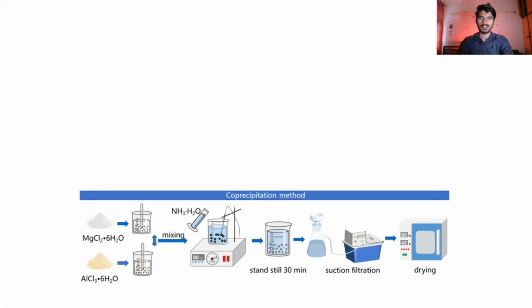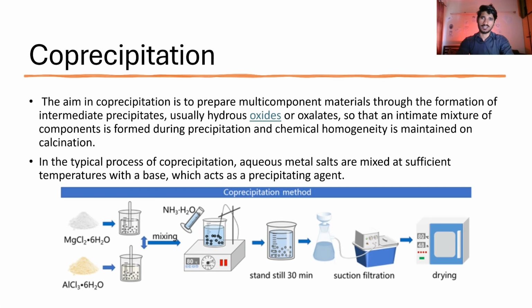Okay, so moving on, the aim in co-precipitation is to prepare multi-component material. For example, in the case here that you can see on the screen, we have magnesium chloride and aluminum chloride. Multi-component means we will get magnesium from one salt, and from the other salt we will get aluminum, and then combining both of these along with oxygen we can form magnesium aluminum oxide.